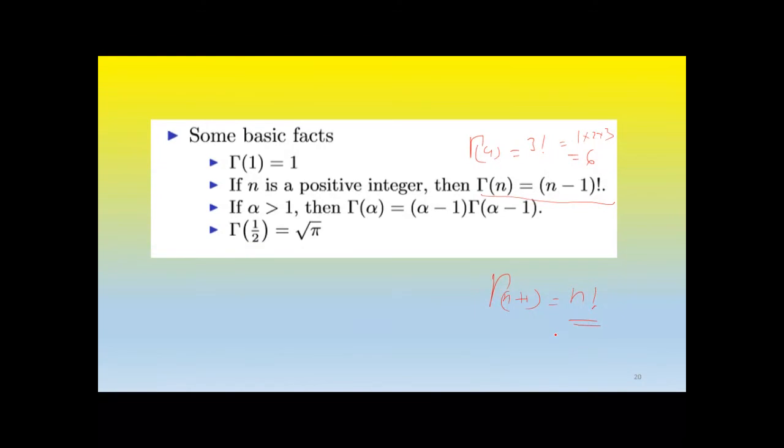In other words, n factorial can be written as n times n minus 1 factorial. N minus 1 factorial is again written as gamma of n. So gamma of n plus 1 can be written as n times gamma of n. Otherwise, this is for n plus 1. If you subtract 1 here, gamma of n is n minus 1 times gamma of n minus 1.